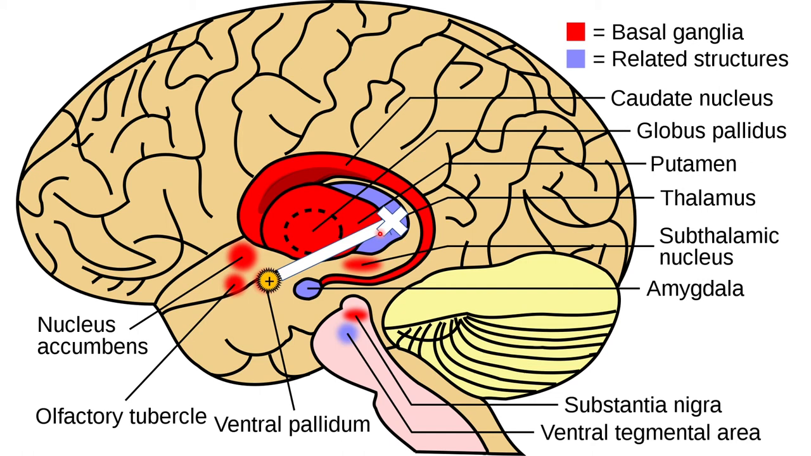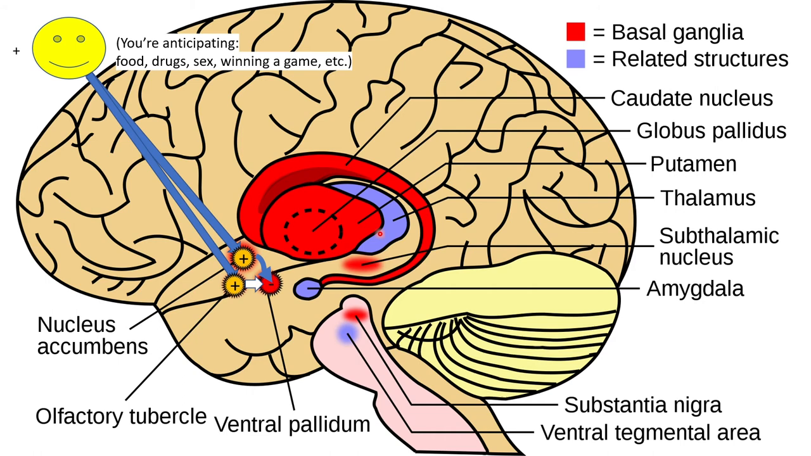So this ventral pallidum is usually inhibiting the activity of certain circuits within the thalamus. Let's think about this, right? You're anticipating reward, and so you get activation of the nucleus accumbens and olfactory tubercle, and that inhibits the ventral pallidum, right?